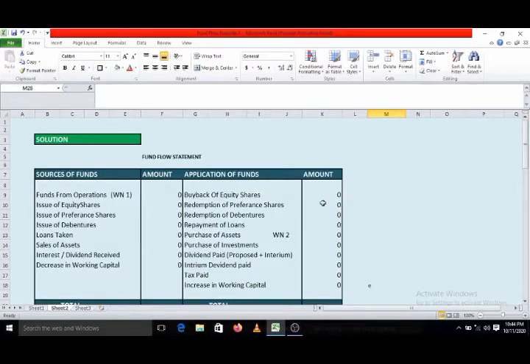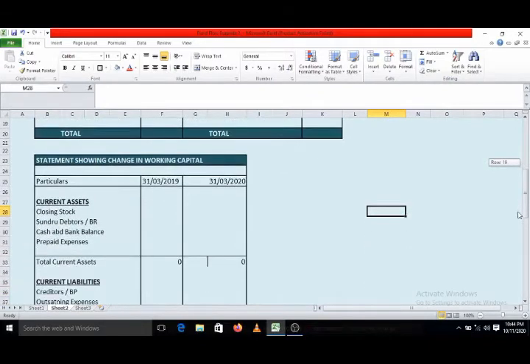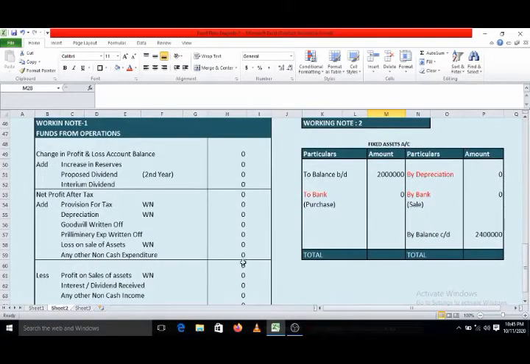Already I have kept the format ready. This is the fund flow statement format. We will come to this statement later on. Now this is a format for the statement showing change in working capital. Then there is a format for funds from operation and the working note, fixed asset account.